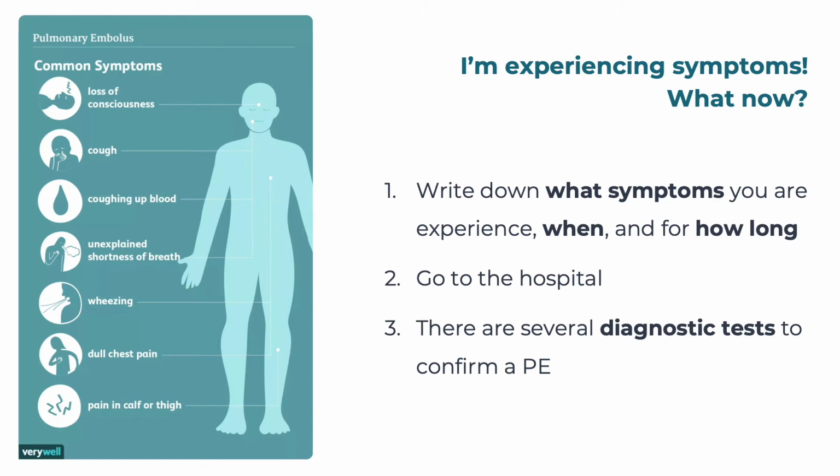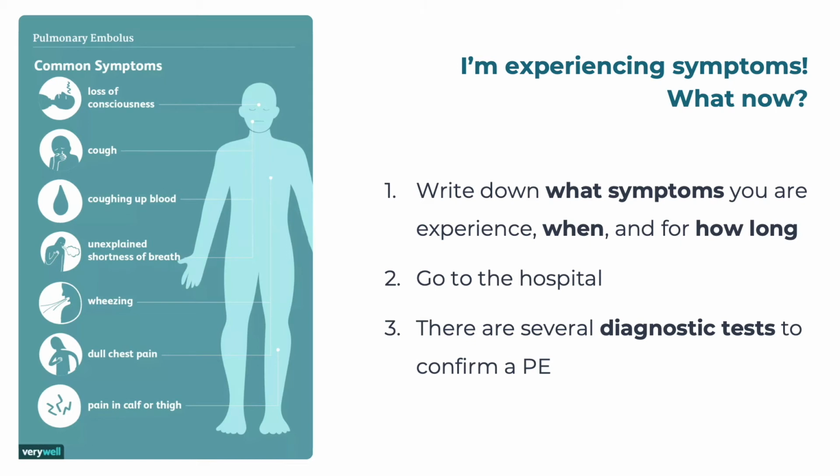So now that you know what the symptoms are, what if you're experiencing them? What do you do now? We recommend that first of all, write down what symptoms you're experiencing, when you're experiencing them, and for how long. Try to be as detailed as possible so you can give the information as accurately as you can to your healthcare provider. The second step is to go to the hospital.